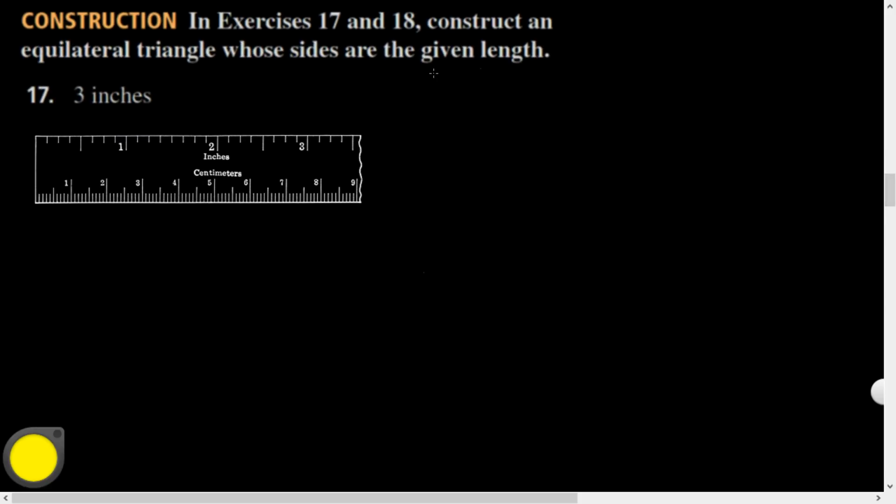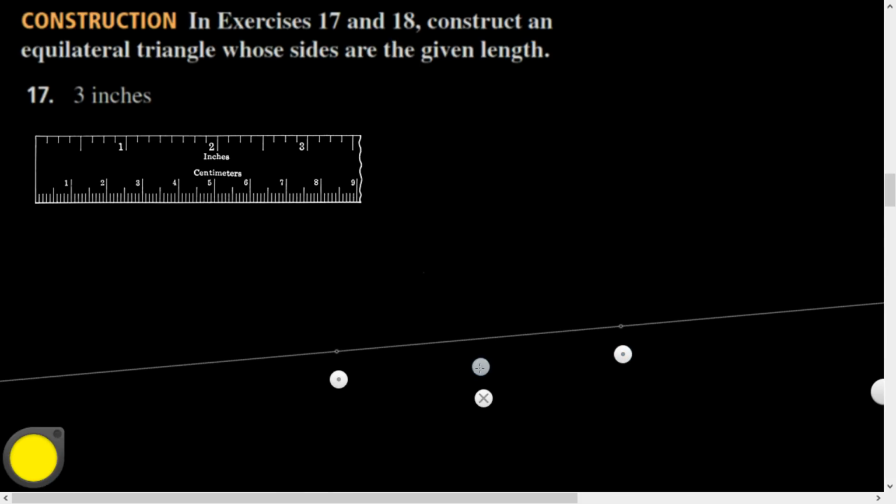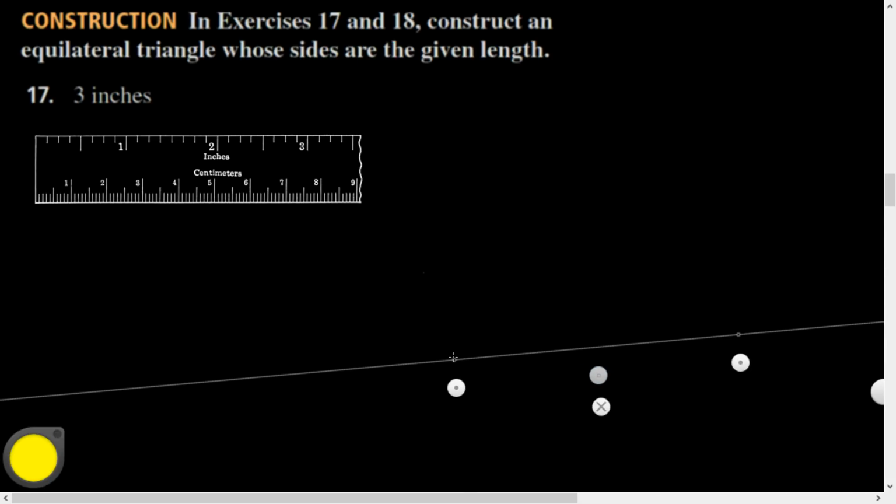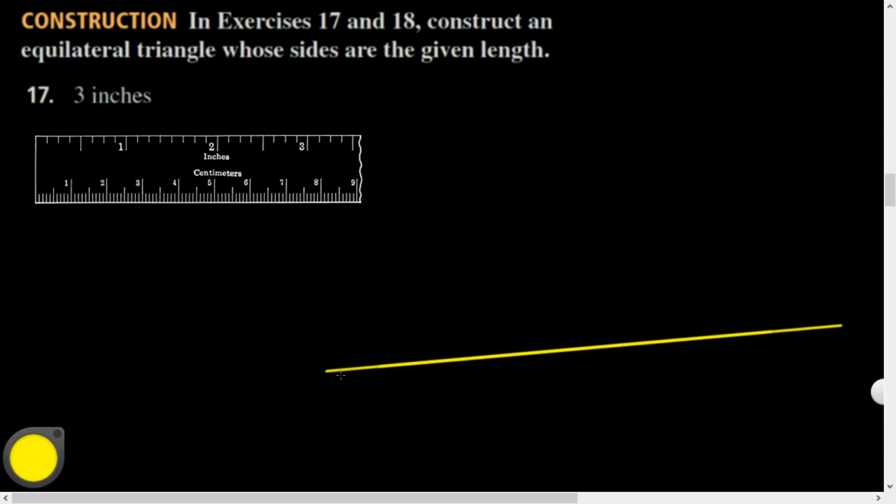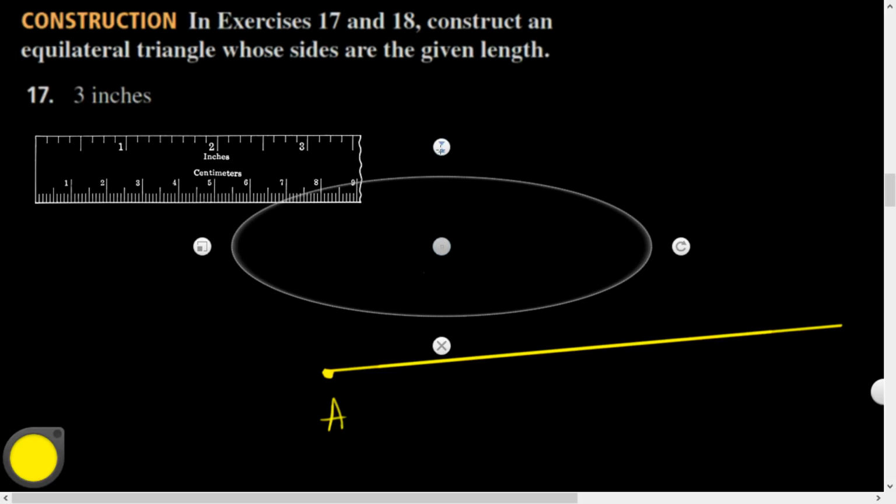Look at this, I was able to get a picture of a ruler from the internet. If I want to construct this, I'm even going to make a weird offset segment. I'm going to pick a point, I'll call this A. And if I want to construct an equilateral triangle whose side lengths are 3, I start with a ray that I've drawn.